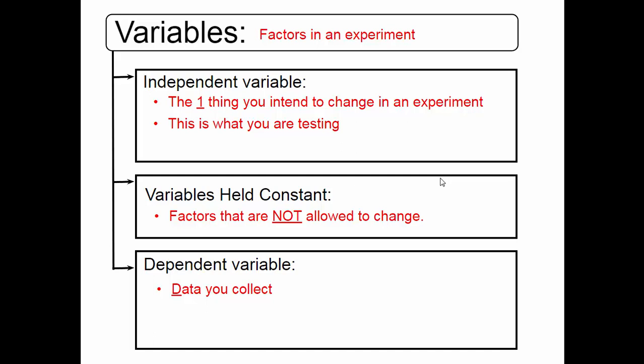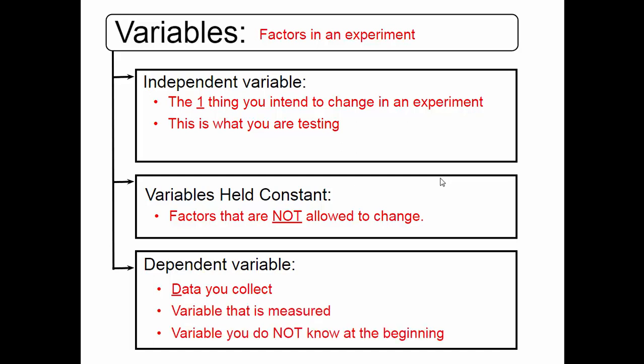I tell students if they have trouble remembering, the D for dependent goes with the D for the data that you collect. In our mouse experiment, what data would we be collecting? Yeah, the weight of the mice. We measure it. We don't know it until the experiment's sort of over, or until the experiment's going along and we start collecting this data.